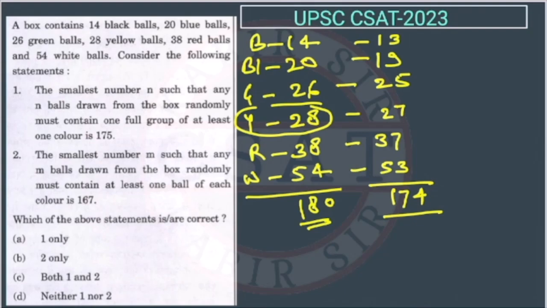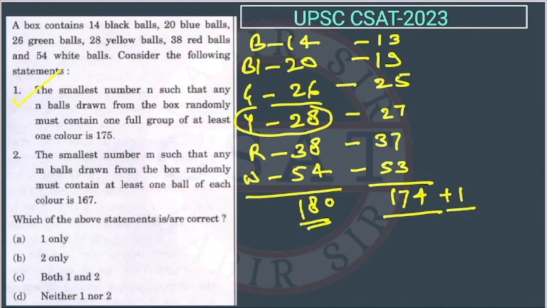Now one more ball, no matter what color it will be, right? It can be black, blue, green, yellow, red or white. One full set will come, right? So one full set will come in 174 plus 1 balls. So the first statement is correct, right? As soon as there are 175 balls, a full set will come to us, no matter how lucky that person is, okay?